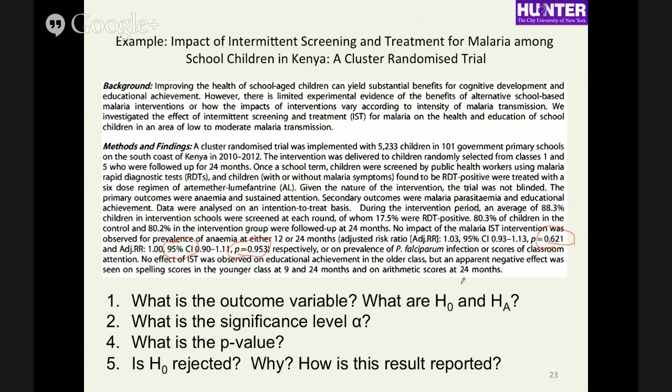And how did they report these? Well, this is that step 5 where you put it in the language of the study: no impact of the malaria intervention, screening and treatment, or IST intervention, or intermittent screening and treatment, was observed for prevalence of anemia or on prevalence of P. falciparum infection or scores of classroom attention. So those are the statements of their null hypotheses, and they did not reject the null hypothesis. But an apparent negative effect was seen on spelling scores in the younger class.